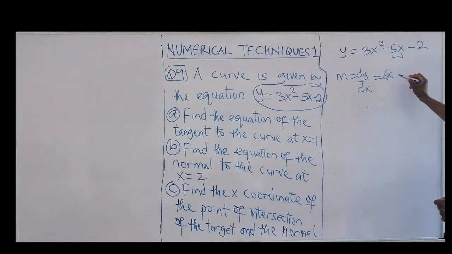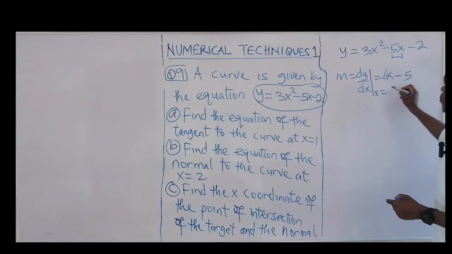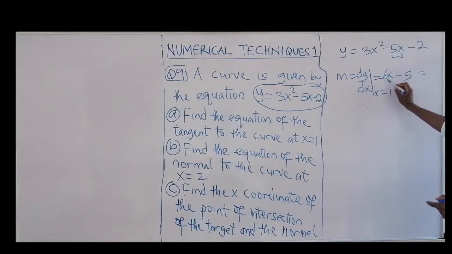Derivative of 5x is 5. The derivative of minus 2 is a constant, that's 0. So we have the slope now at a point where x equals 1. That will be 6 times 1, that's 6, minus 5. So the gradient, or the slope of the tangent, is 1.